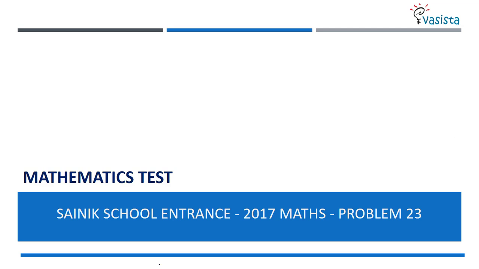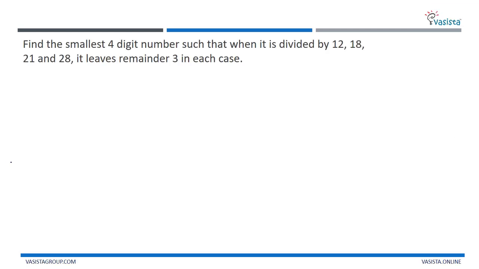Let us go with problem number 23 here. Find the smallest 4-digit number such that when it is divided by 12, 18, 21 and 28, it leaves remainder 3 in each case. That is what we need to find out. It is a simple LCM problem.